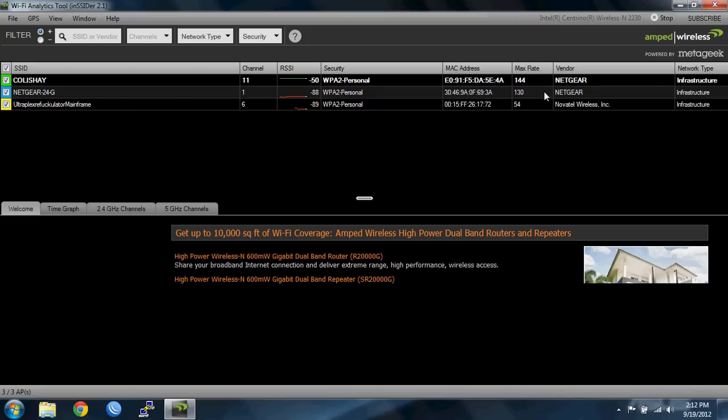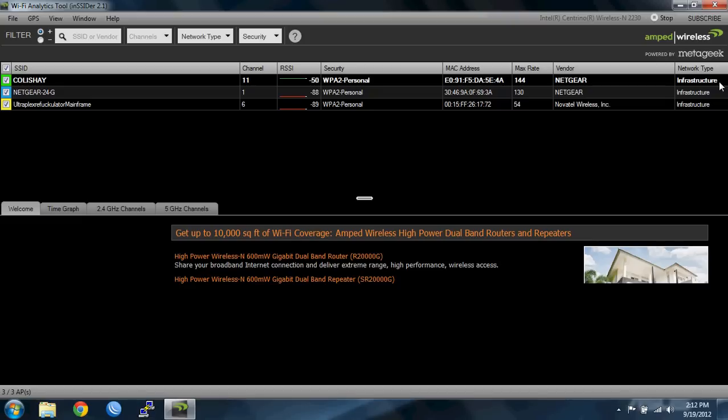Okay, nonetheless, what we see here is the vendor of the particular router. The way that the vendor is determined is by the first 6 characters of the MAC ID. Each vendor has specific characters, so we can tell that this is a Netgear. Both of these are, and then of course this will be a Novatel wireless card within this MAC ID here. Network type, you have 2 basic options.